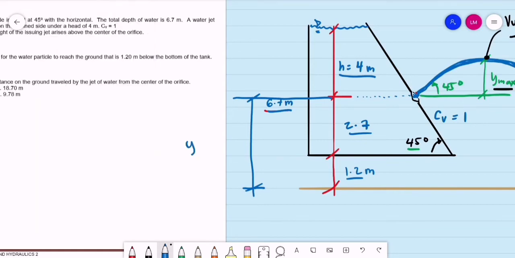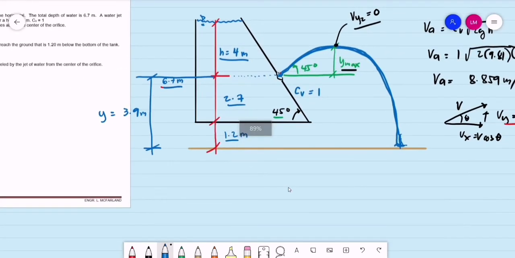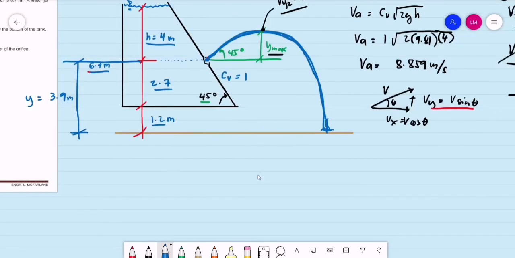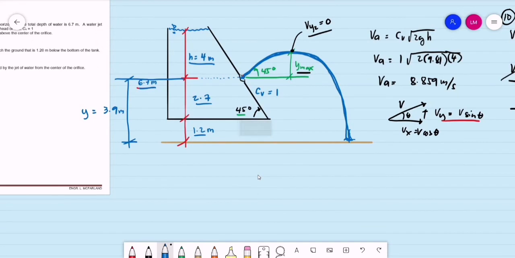I-assign ko na lang siya as y. Y equal to 3.9 meters. So, ang tanong, gaano raw katagal bago marating ng tubig yung ground? Okay, pwede natin gamitin dito yung isang formula sa P6 ulit. Yun yung third equation. S equal to v1t plus 1/2 gt squared. Yan. So, kaya lang dito, interpret lang natin siya as instead of S, that is Y.